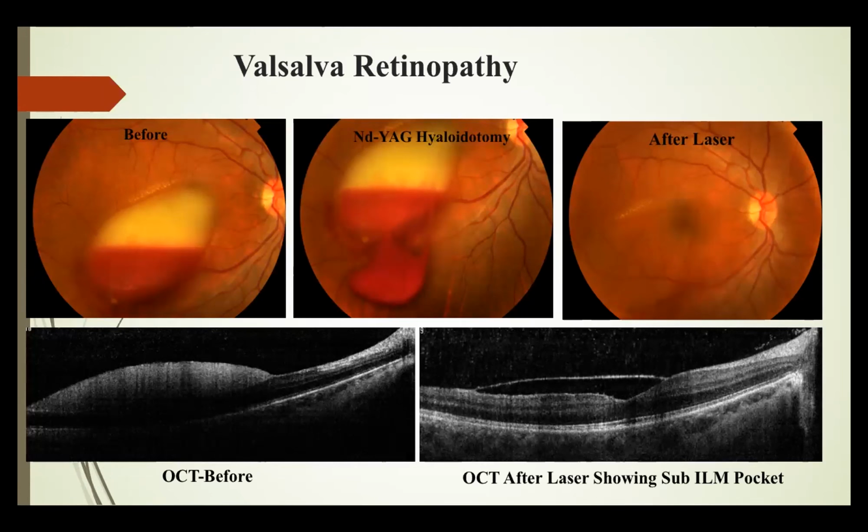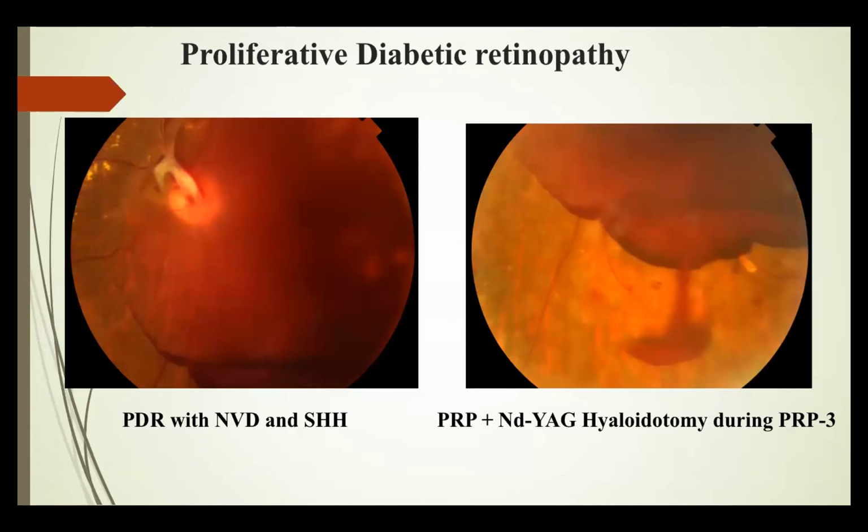Coming to the first one, Valsalva retinopathy. This is before and after the Nd:YAG hyalotomy. After the laser, in the OCT we can see a sub-ILM pocket or sub-ILM bursa, where since the ILM is taut, the collapse of the ILM may take around a few months to years. So Valsalva is usually associated with both sub-hyaloid and sub-ILM bleed.